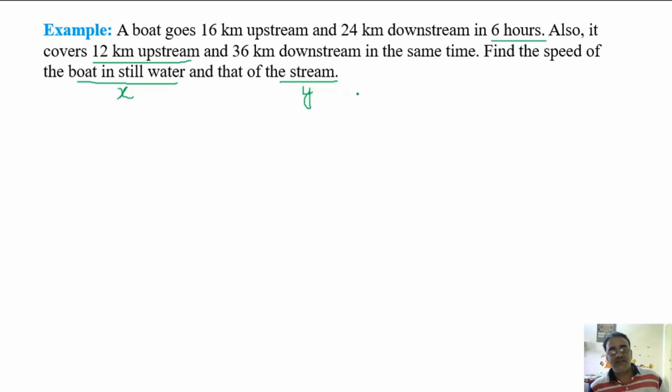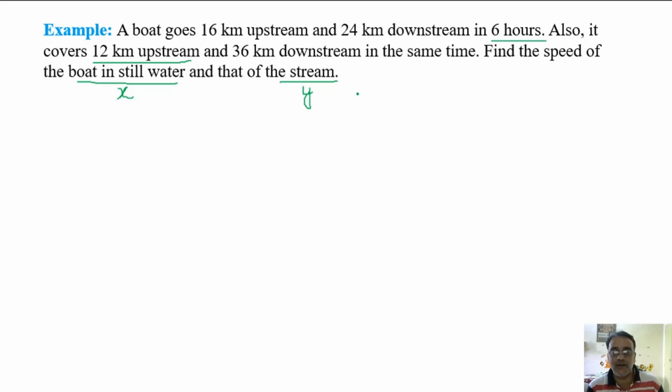So what is the speed of boat in downstream? The speed of the boat in still water is x and the speed of the stream is y. In downstream, when the boat goes, the speed will increase, plus y. Yes, x plus y. Right, very good, x plus y.